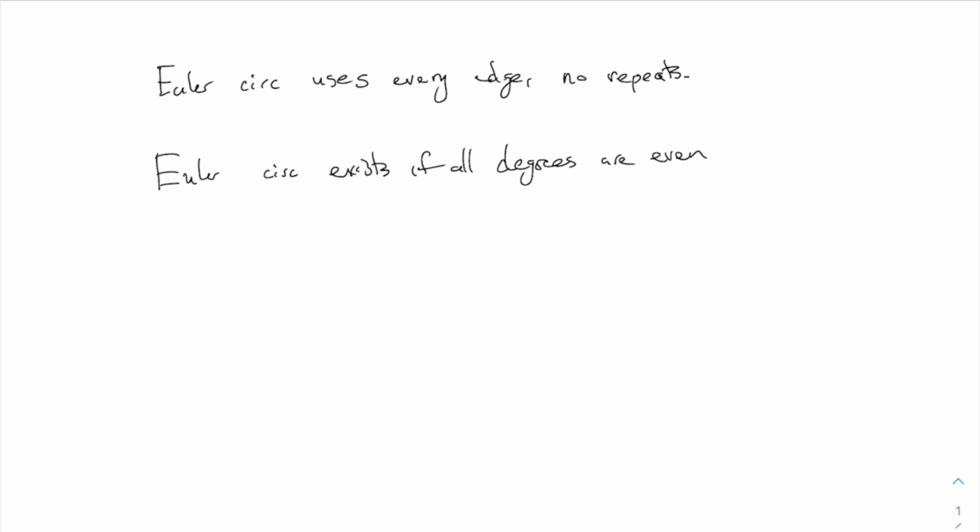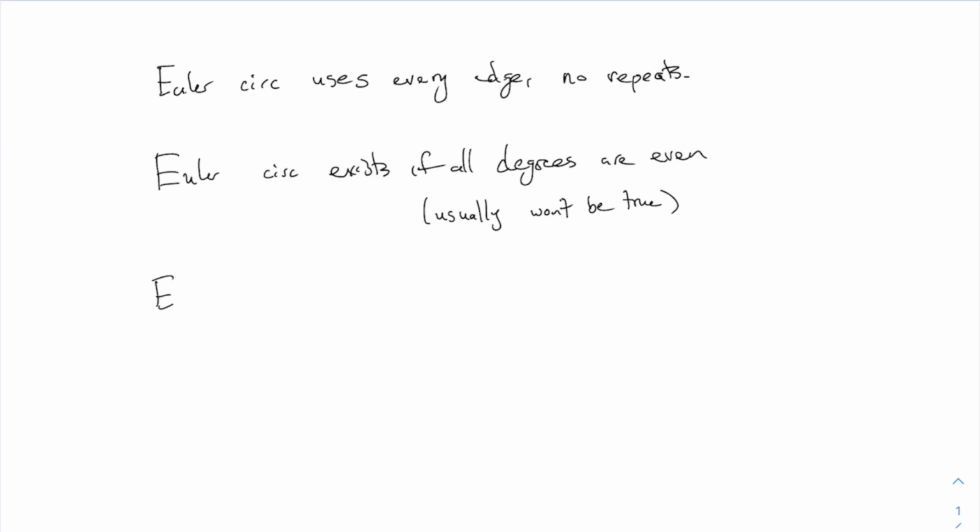And so I would say this usually won't be the case, right? The graph has to be a very particular way in order for all the degrees to turn out even. Typically you would expect some of them to be even and some of them to be odd. So an Euler circuit exists if all degrees are even.